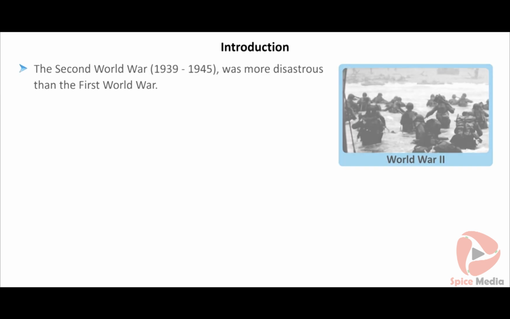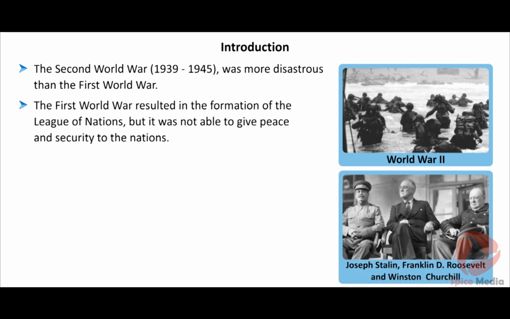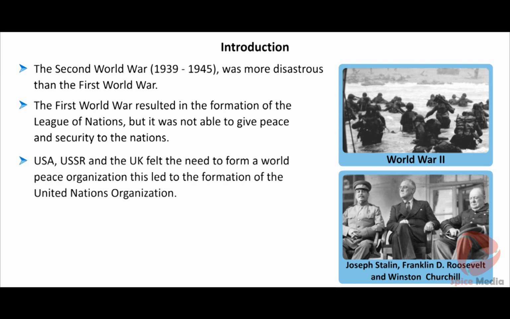Introduction. The Second World War, 1939 to 1945, led to more loss of life than the First World War. The First World War resulted in the formation of the League of Nations, but it was not able to give peace and security to the nations. USA, USSR, and the UK felt the need to form a World Peace Organization. This led to the formation of the United Nations Organization.